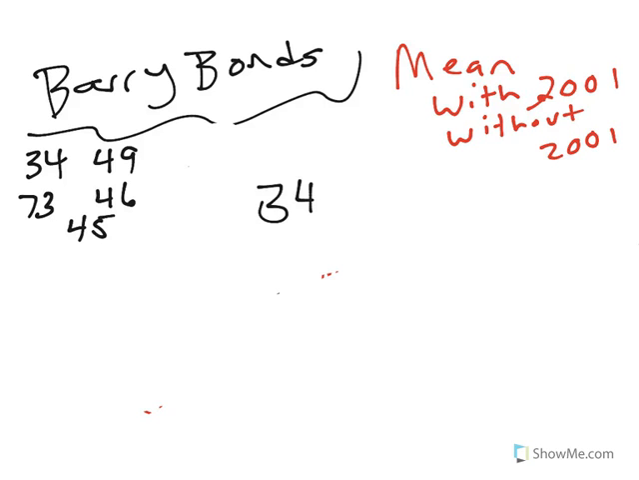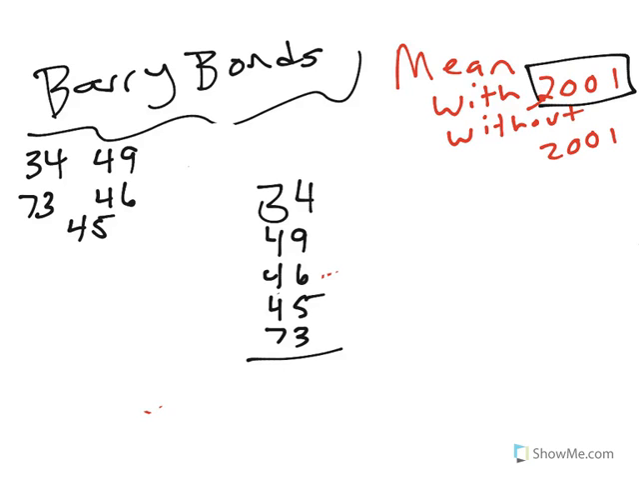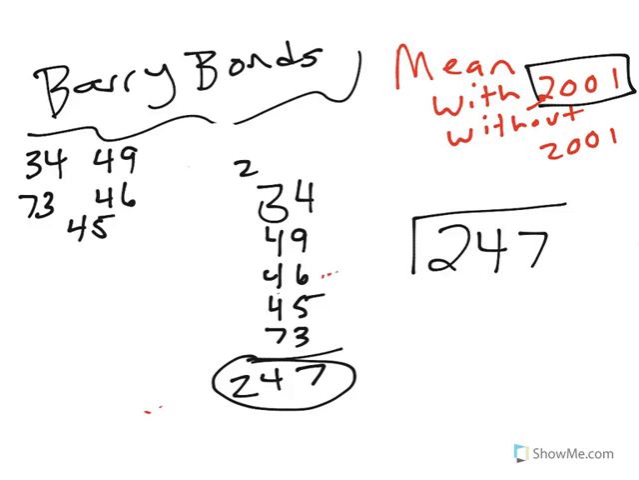So we're going to do 34 plus 49 plus 46 plus 45 plus 73. By the way, I want you to pause and solve with 2001. Pause and solve. Okay, so we're going to add them all together. In those 5 years, he hit 247 home runs. To find our mean, or average, we divide by how many numbers, that's 1, 2, 3, 4, 5 years. So we're going to divide by 5.